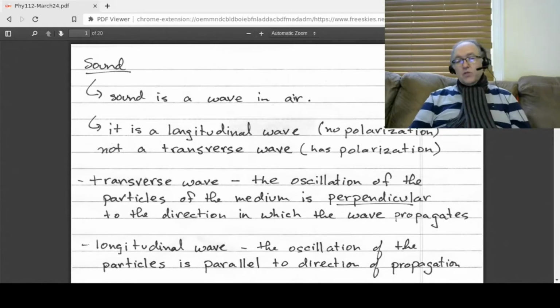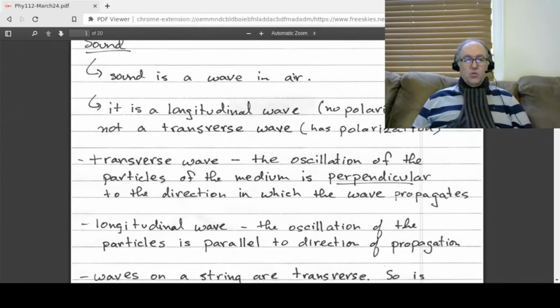The one interesting thing about sound is, unlike the waves that we've mostly been thinking about before, although I didn't specify it clearly, sound waves are longitudinal waves, whereas many other waves, not all other waves, are transverse waves. So what's the difference between these longitudinal and transverse waves? This is important because longitudinal waves do not allow for polarization, whereas transverse waves do allow for polarization. And so there is a difference in how these waves behave.